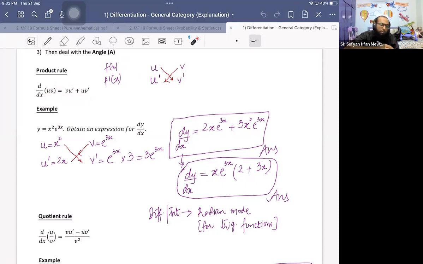What does this mean? The second function v will be multiplied by the differentiation of the first function, u prime, and v prime means the differentiation of v. So one of the functions is u, the other function is v. We differentiate u, we get u prime. We differentiate v, we get v prime. This v will be multiplied by u prime, and this u will be multiplied by v prime. So this is going to become vu prime plus uv prime.